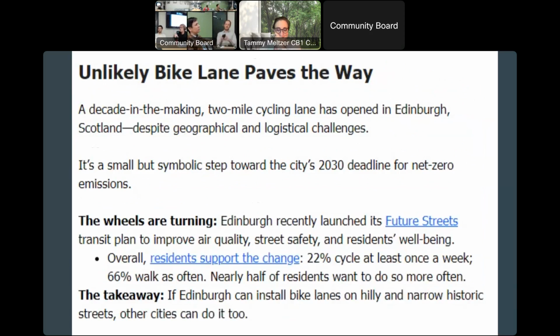Talking about bike lanes paving the way, this was just a comment in a medical thing. They talked about how Edinburgh can do it, put in bike lanes, with these very old streets and all these cobblestones. Any city can do it. We need more bikes for health.